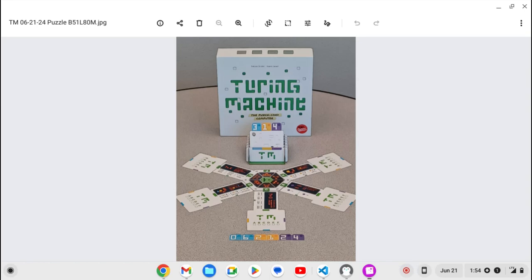Let's begin. Today is June 21st, 2024, and we're solving the Daily Turing Machine Puzzle. Today's puzzle uses 5 criteria cards and 5 verification cards. Let's go to turingmachine.info for the details.